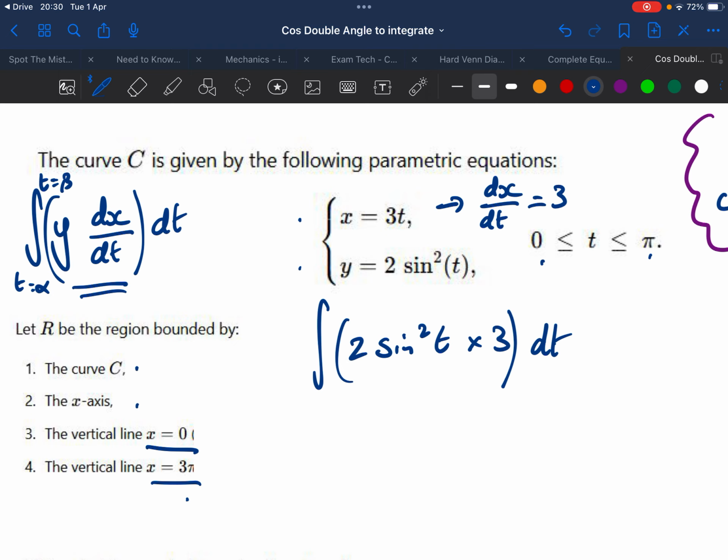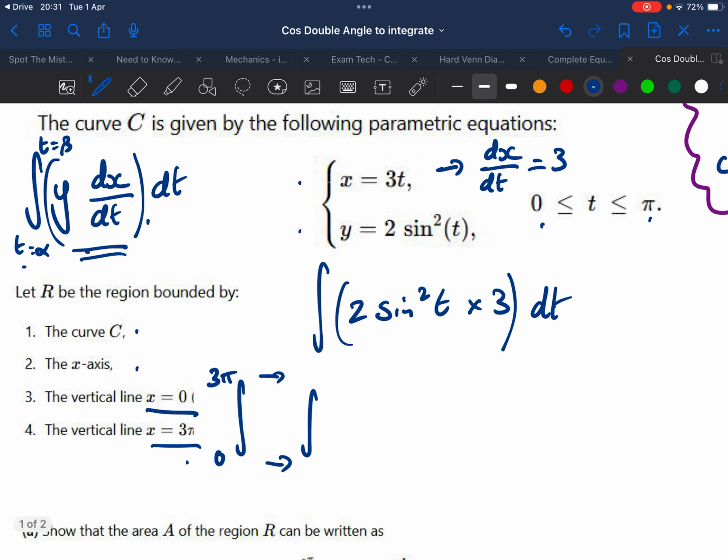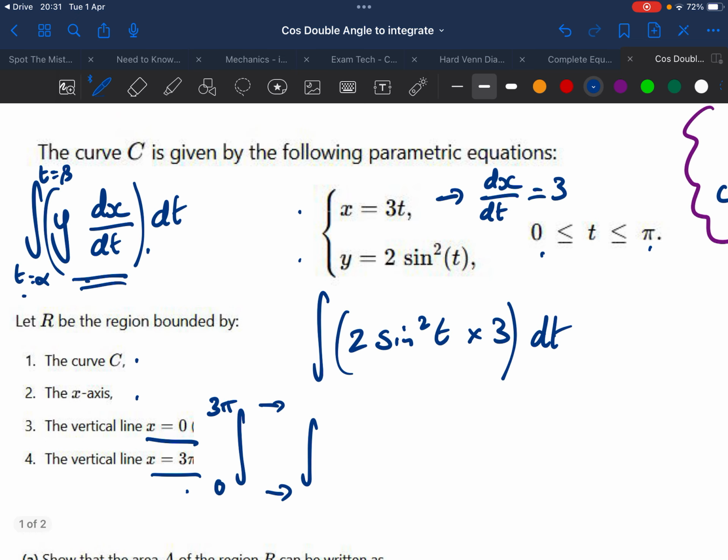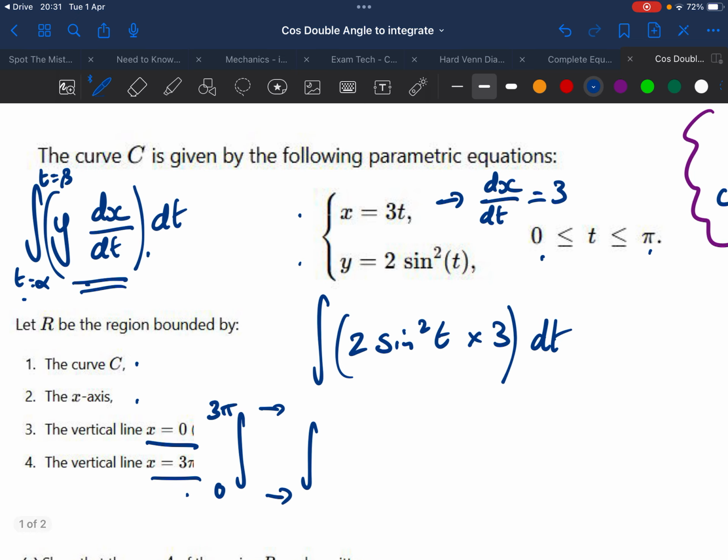How about the limits? Well, the limits, I like to write them like this. So 3 pi and 0 is what you would have before in terms of x. And now I'm going to work them out in terms of t, because everything needs to be in terms of t for parametrics. So what equation am I using? Well, I'm actually going to use this one again. So 3 pi equals 3t. So can you see that t is equal to pi?